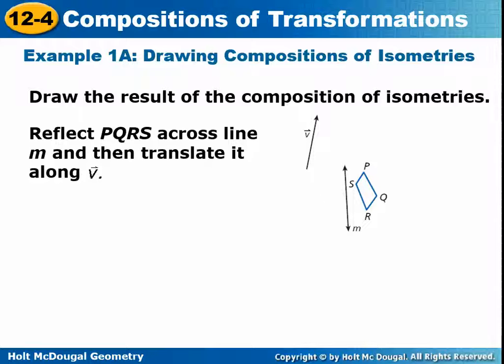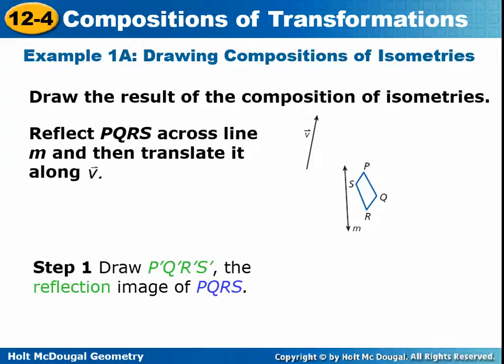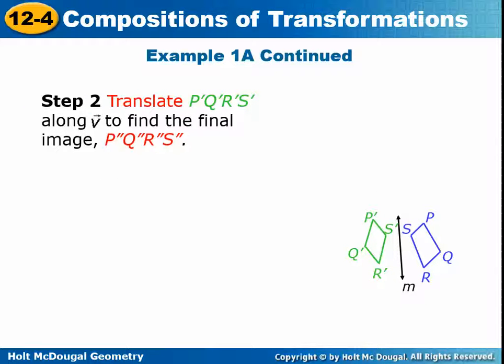But if you were going to, this is what you would do. If we started with the quadrilateral PQRS, they want us to first reflect it across the line M, and then translate it along the vector V. So the first thing you would do is the reflection, which is just flipping it over that line, and then you would take the green image P prime Q prime R prime S prime, and move it along the vector V to find the final image, which would be P double prime, Q double prime, R double prime, S double prime. So 2 apostrophes after the capital letter of the vertex means that it has been transformed twice.